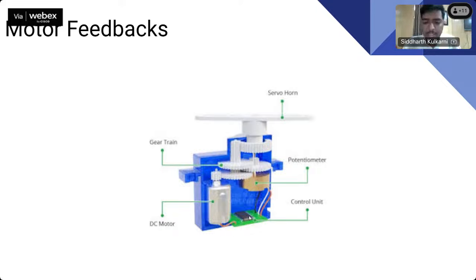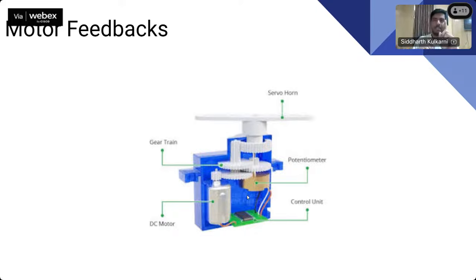What this control unit will do is talk to your microcontroller or whatever is controlling the servo and understand what the input is. It will take in the input of where you want the motor to stop. Based on your input, it will start rotating the motor and take feedback from this potentiometer. A potentiometer is basically something that changes resistance as it is rotated. Similar to the rheostat that you used in your 11th, 12th practicals.